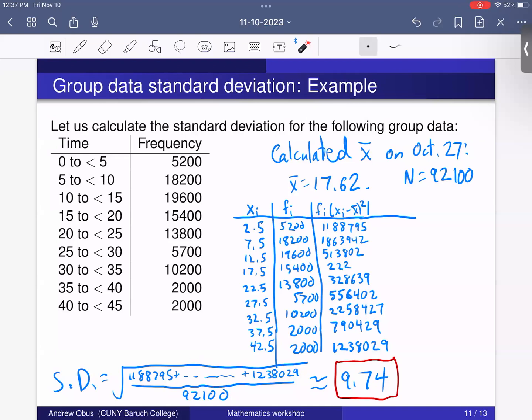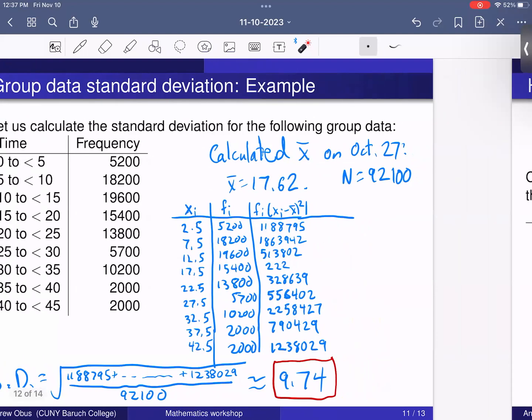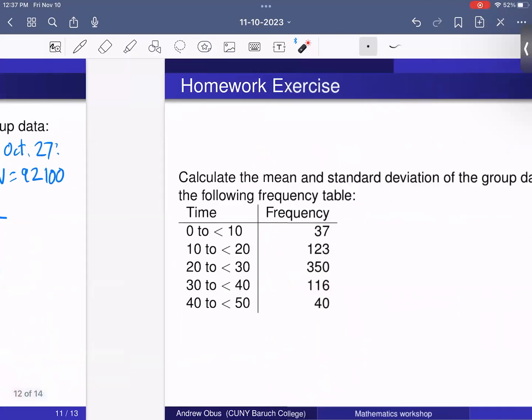Okay, so any questions about the procedure here? Okay, anything? Okay, good. So that's basically it for today, and that's going to wrap up our statistics unit.